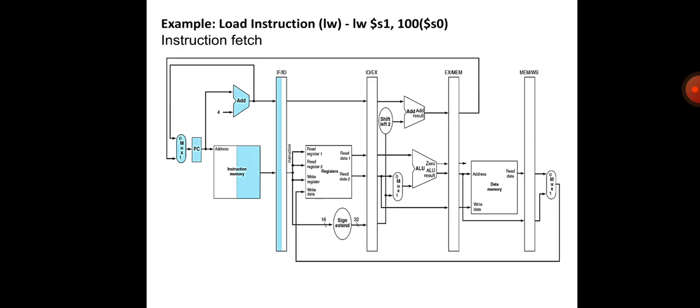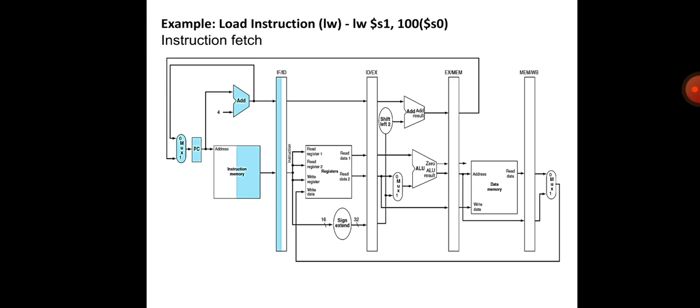Now we are going to see an example for the pipeline data path. Now we are going to see the load instruction. In this load instruction, first the offset value 100 will be added to the value of the register S0, that is the address.